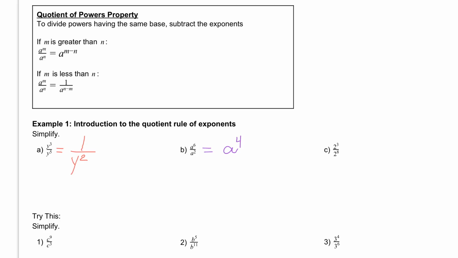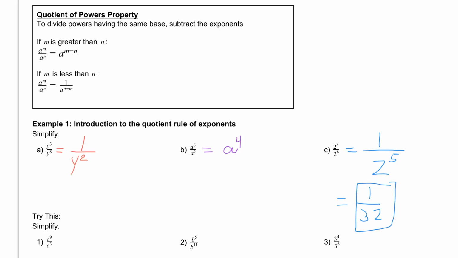And then finally in letter C, we have 2 to the third on the top and 2 to the eighth on the bottom. The bases of the 2's are the same. 8 is bigger than 3, so the 2's are going to end up in the denominator. So 2, and then we're going to take 8 minus 3, which would give us 2 to the fifth with our placeholder on top. And then since this is a number base, we can go ahead and evaluate that. So type in 2 to the fifth on your calculator, and you should get 32. So we get 1 over 32.